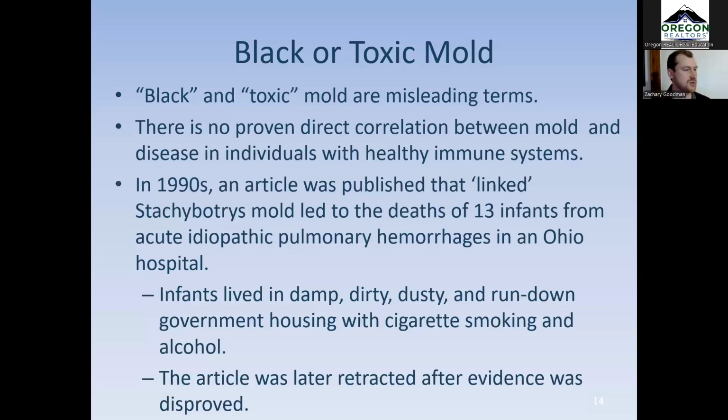In fact, these terms originate back from the 1990s. There was an article that was published that linked a particular type of mold to the deaths of 13 infants from acute issues in an Ohio hospital. You might say, okay, well, that makes sense. I know mold to be an issue. Well, some further investigation from this article revealed that infants that lived in those conditions were, in fact, living in damp, dirty, dusty, and run-down government housing with cigarette smoke and alcohol. And in fact, the further investigation that was done into this article, it got to a point where the entire article was later retracted after the evidence was disproved, which might make sense.